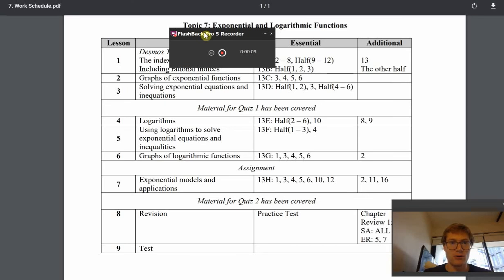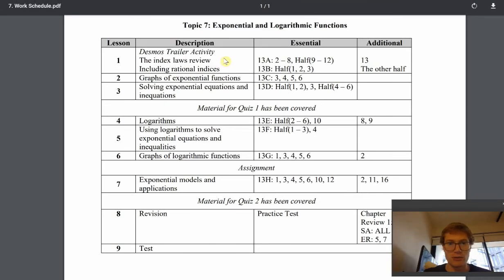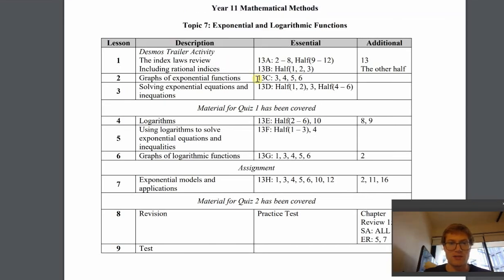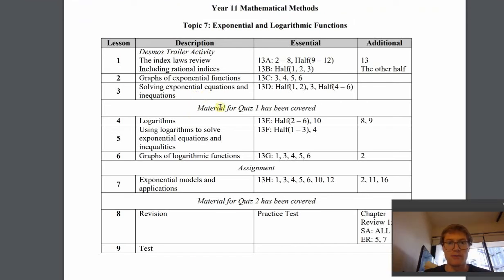So if you're watching it, you hopefully have already done your index laws, you've already done graphs of exponentials, and as part of that, you looked at a video that talked about graphing logarithms. So you know a little bit about logarithms already. You've also hopefully done a bunch of solving of equations and watched that video, and hopefully you've already done quiz 1, which would have been on Desmos. So if you have not done those, stop this video and go do those things.